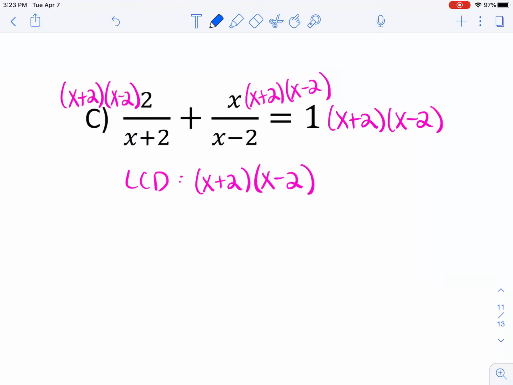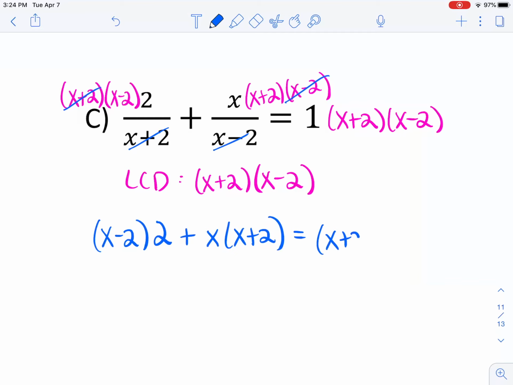When we do this, our denominators will cancel. Notice that the x plus 2s will cancel in the first part. The x minus 2s will cancel in the second part. And we didn't have a denominator on the right-hand side, so nothing will cancel there. Let's write down what we have left now. From that first piece, we have x minus 2 times 2. From the second piece, we have plus x times x plus 2. And then we have equals 1 times x plus 2 times x minus 2. The 1's not necessary to write, so I'm just going to write x plus 2 times x minus 2.